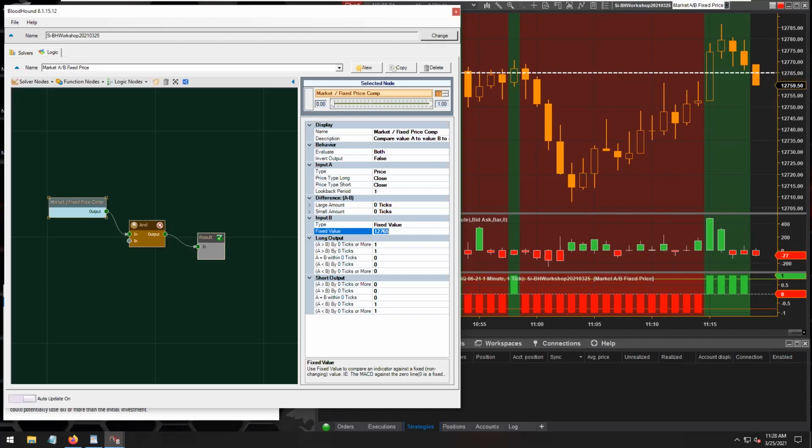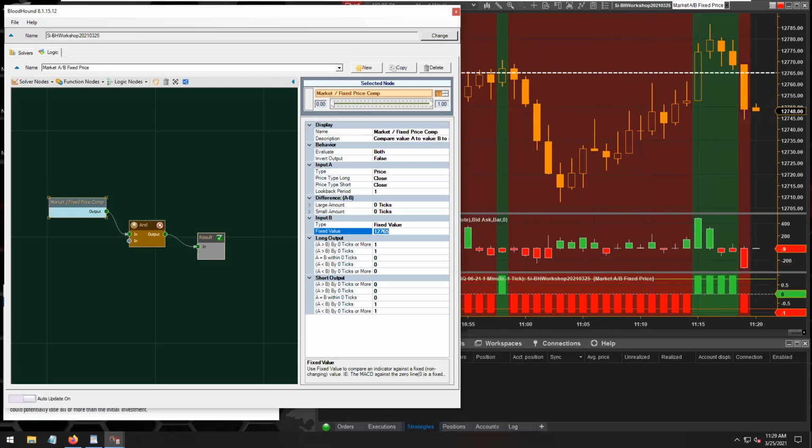No, we do not have NinjaTrader's drawing tools hooked into BloodHound. So not yet. That's probably not going to be available for quite some time. Usually the follow-up question is, well, what if I have an indicator that draws a line on a chart? Can BloodHound read that line on the chart coming from an indicator? The answer is yes, but the problem is the timing.